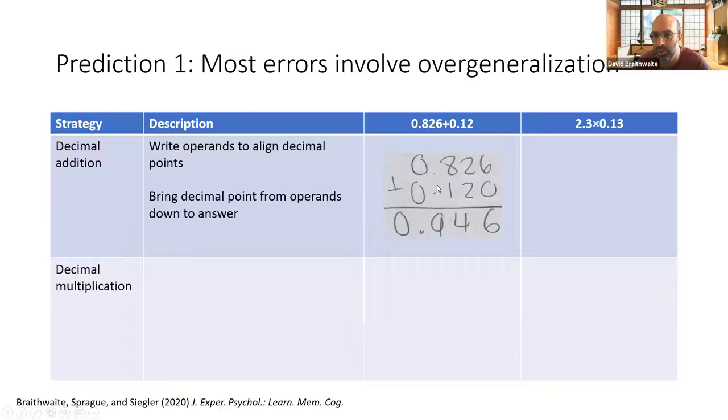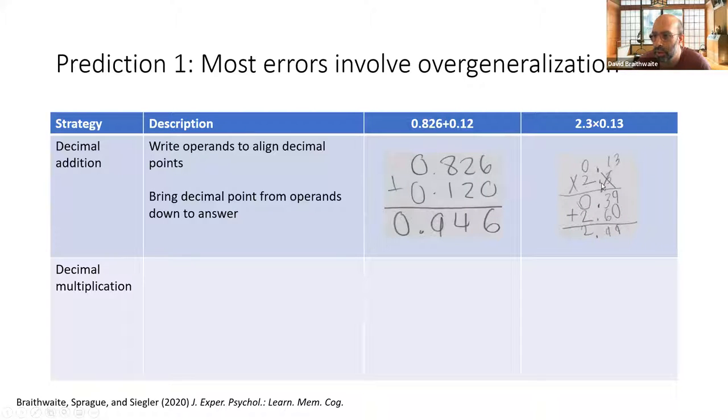They've aligned the decimal points, they've brought the decimal point straight down into the answer, and thereby obtained the correct answer, 0.946. Now let's see an example of incorrectly applying that same strategy to a multiplication problem, 2.3 times 0.13. This again is an example from students' actual written work.